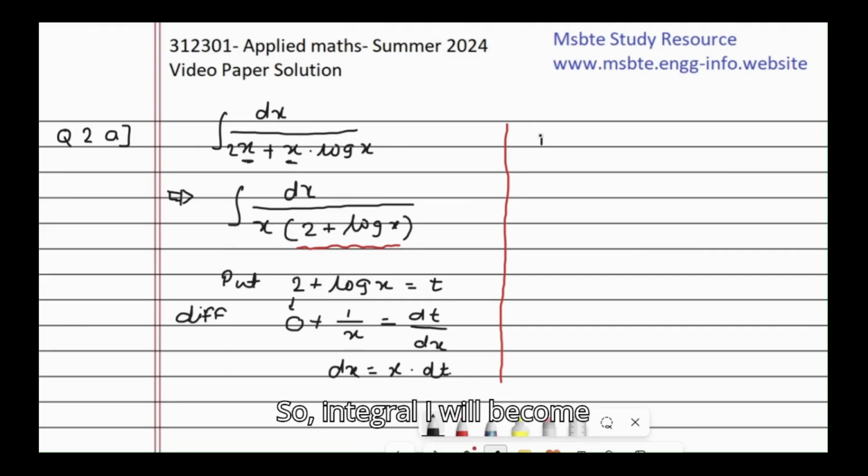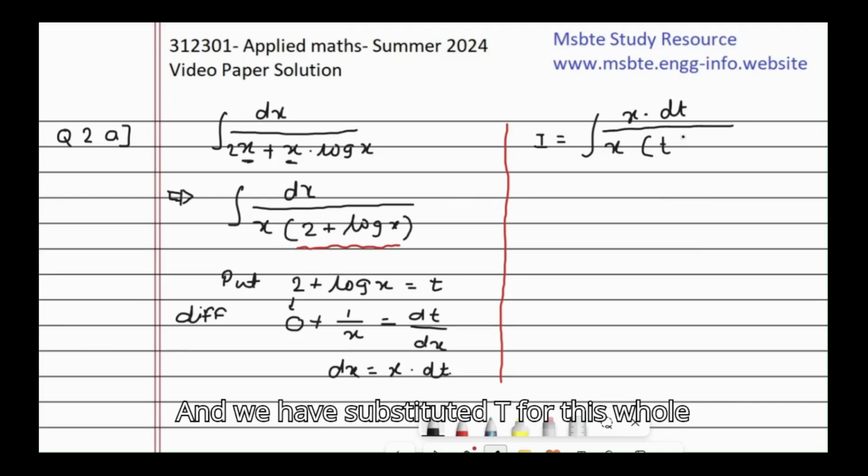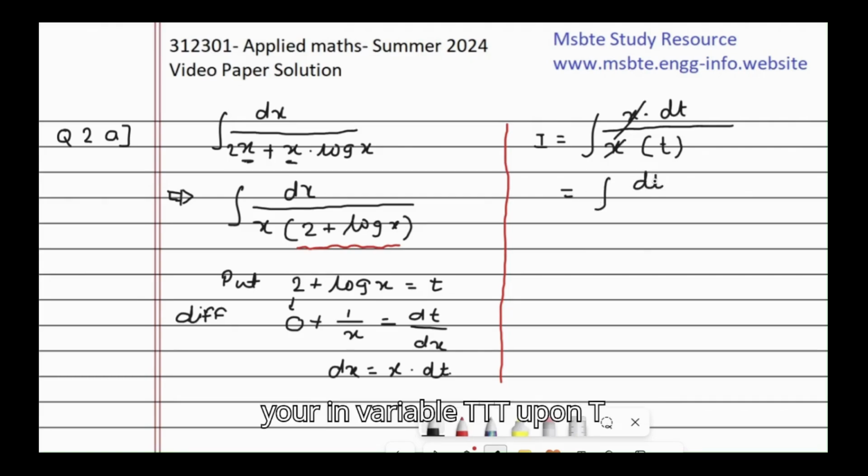So integral I will become integration of, we have dx, the value of dx is x multiplied by dt, x dot dt, and in the denominator we have x, and we have substituted t for this whole bracket. So here the x term gets cancelled. What remains is integral purely in variable t, dt upon t.